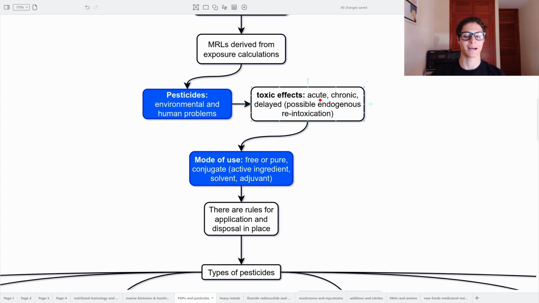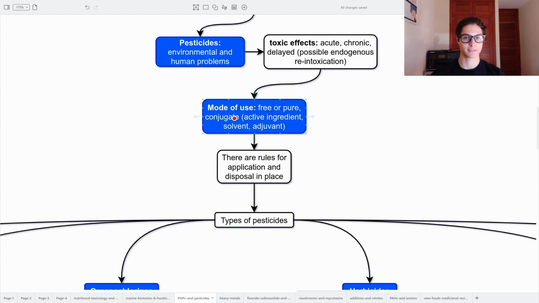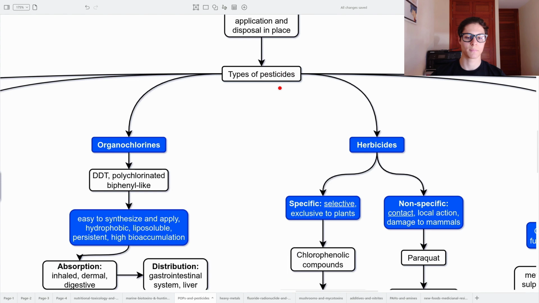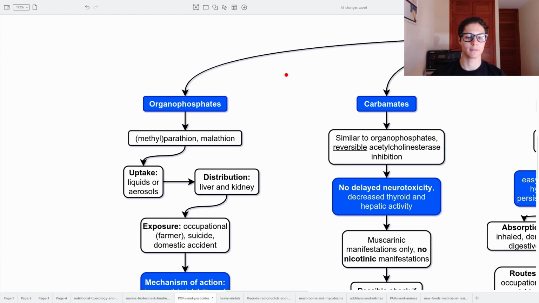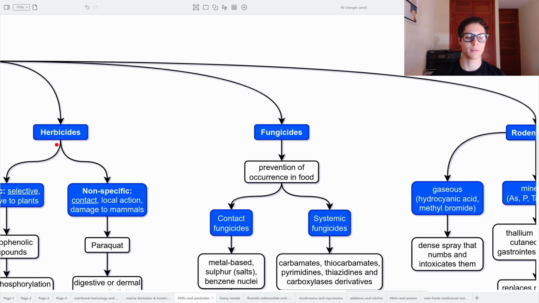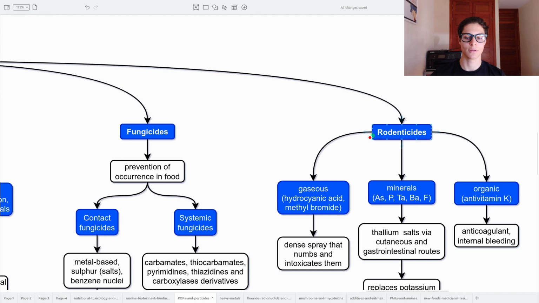And the toxic effects are acute, chronic, or delayed. Delayed means that there is a possible endogenous reintoxication. The mode of use of these pesticides are free, or also called pure, or conjugate. There are rules for application and disposal in place, and the types of pesticides we have are mainly this one right here: the organophosphates, carbamates, and organochlorines. Then we also have the herbicides, fungicides, and rodenticides.